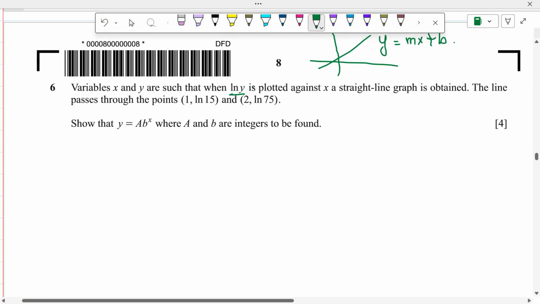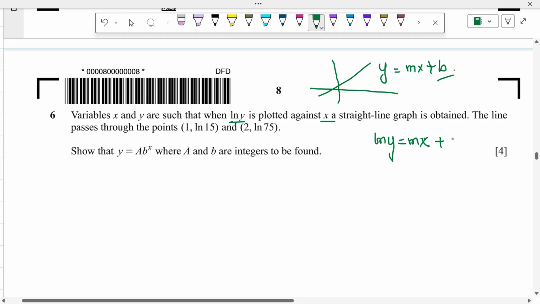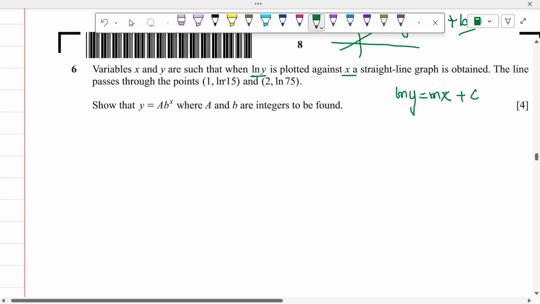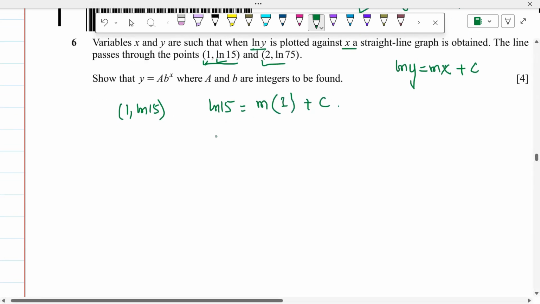In this case, ln y is plotted against x, so it gives a straight line. So the equation will be ln y is equal to mx plus a constant. You can take b or c, whatever you want. This equation will satisfy the two given points. Ln y means ln 15, so ln 15 is equal to m times x, where x is 1 for the point (1, ln 15), plus c. So we will have ln 15 is equal to m plus c. This is called equation 1.